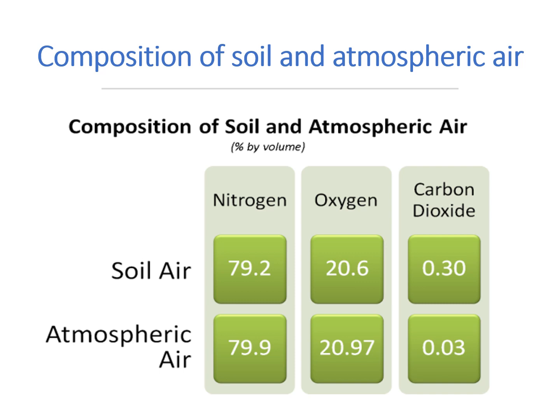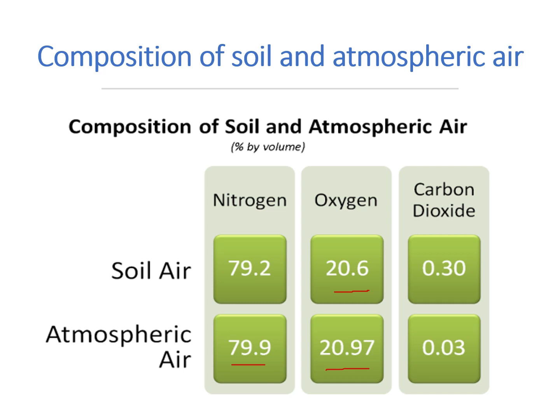Just for estimation, we have this comparison of soil air and atmospheric air. There are three main gases. We can observe here that atmospheric air has more nitrogen as compared to soil air. Of course, that nitrogen is utilized maybe. Then we have oxygen, which is more in the atmospheric air and less in the soil air, because the oxygen is utilized in respiration by the plants and the microbes, of course.